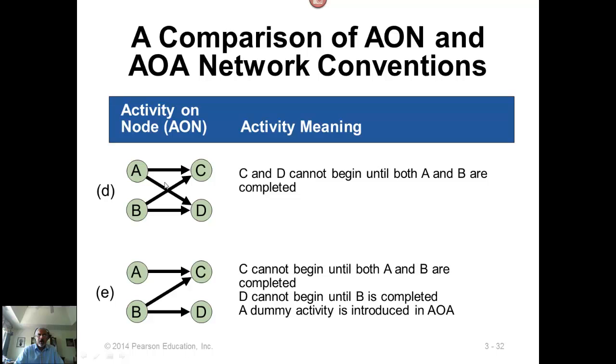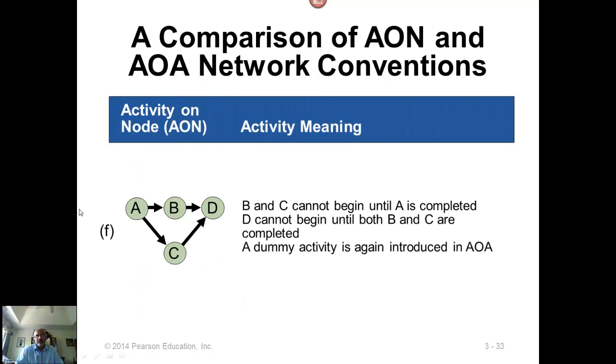Now this is the problem with activity on node networks. Sometimes the arrows cross like this. We should try to avoid arrows crossing as much as possible by rearranging the nodes, but sometimes it is impossible to avoid such crossing. This one is: C can begin only after A and B, but D can begin once B is done. It need not wait for A to be completed.